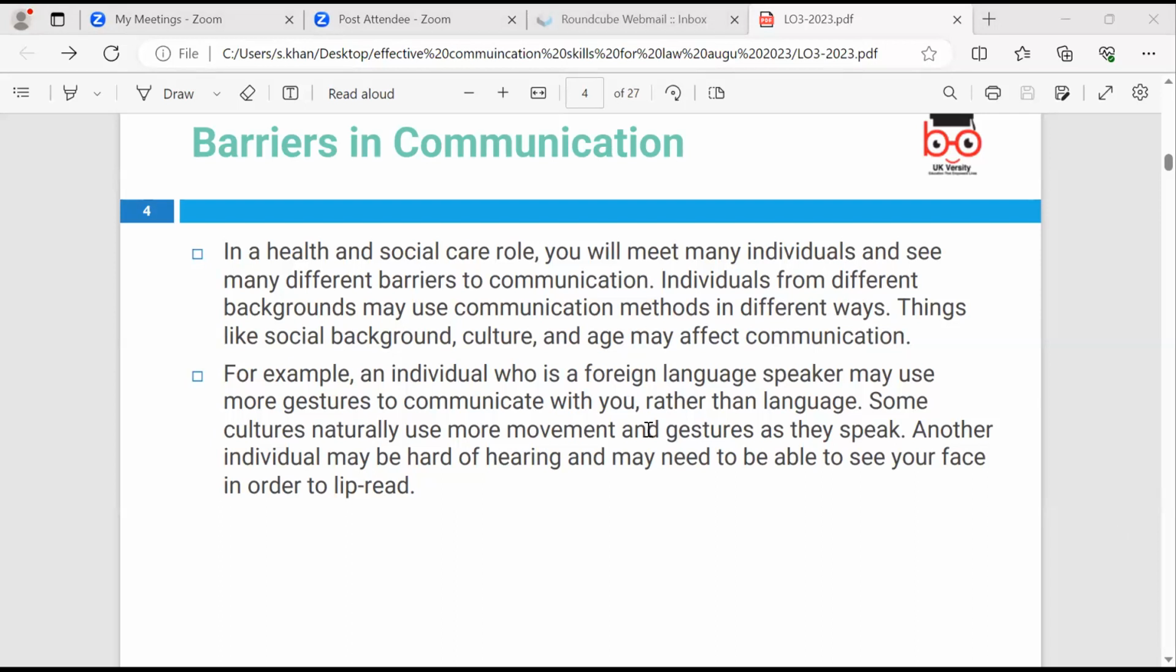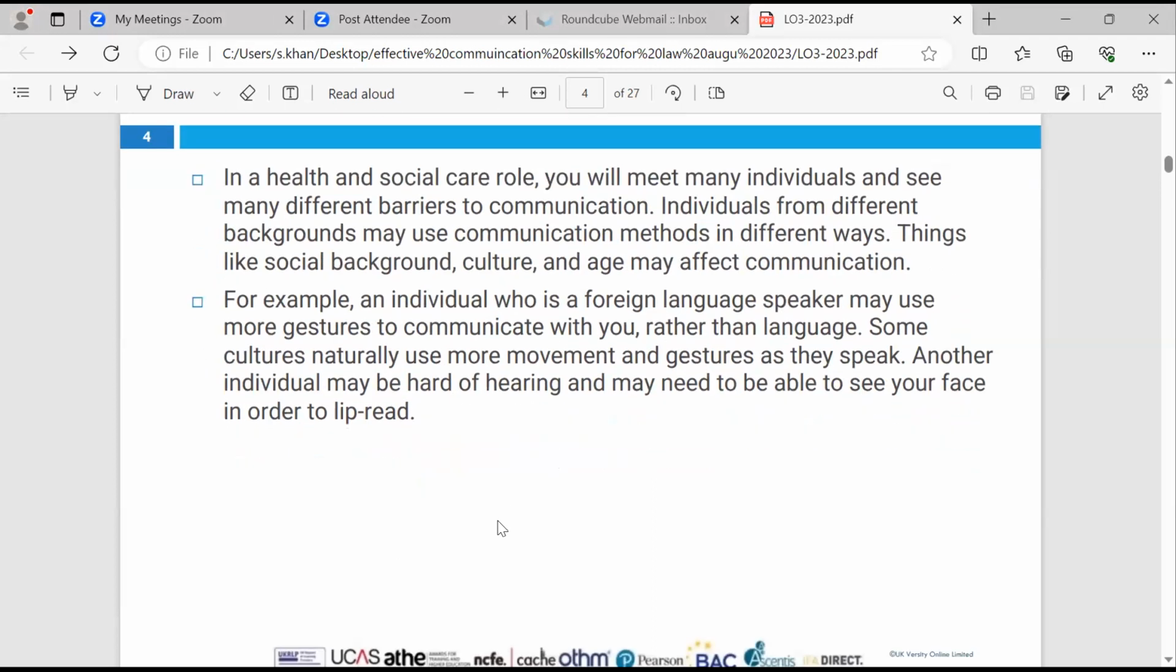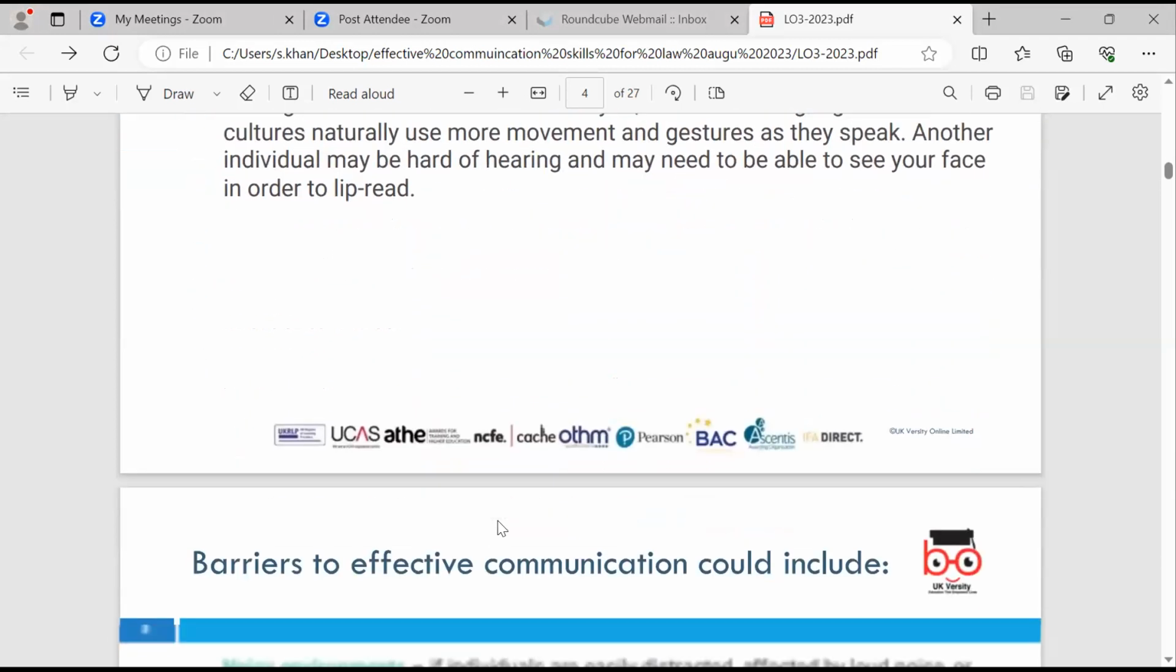And an example we've used in barriers to communication here is an individual who's a foreign language speaker may use more gestures to communicate with you rather than language. So some cultures naturally use more movement and gestures as they speak. Another individual may be hard of hearing and may need to be able to see your face in order to lip read. So, there are different barriers. Language is a big one within the health profession, because people are not able to understand certain jargon. Then the foreign language as well, their first language may not be English.